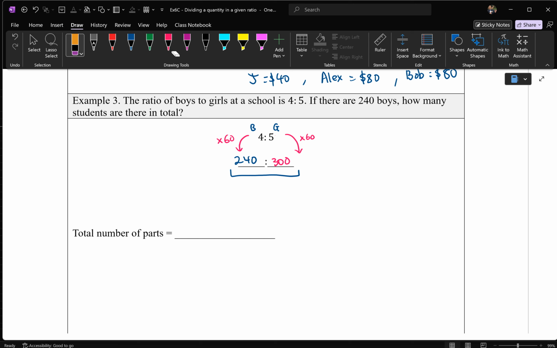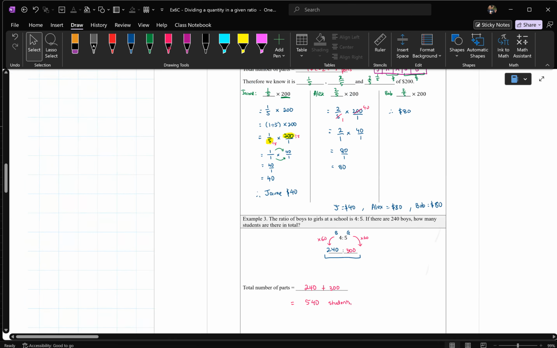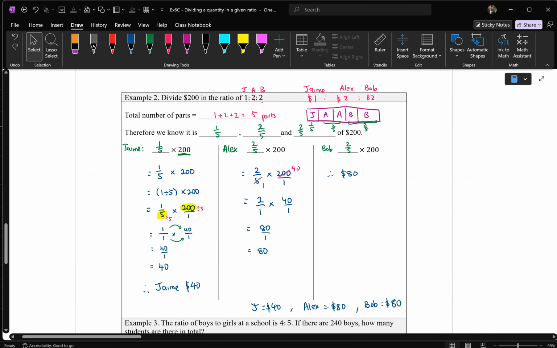So now that I know the total for girls is 300, the total number of parts must be 240 plus 300, which gives me 540 in total, so hence 540 students. Okay, so that's one way, that's another angle to solve problems with ratios, but really this is probably the most application-based, that makes it more understandable, I would say example 2.